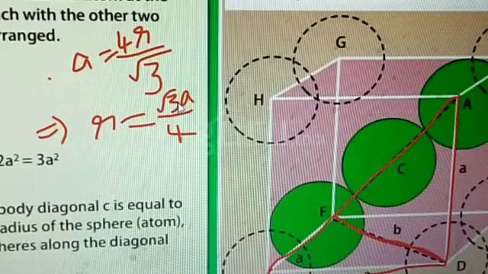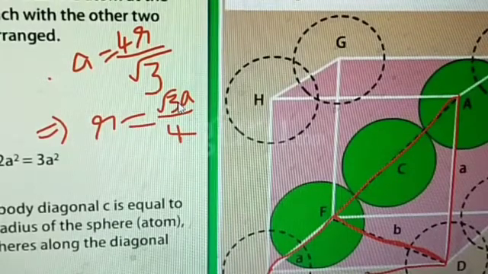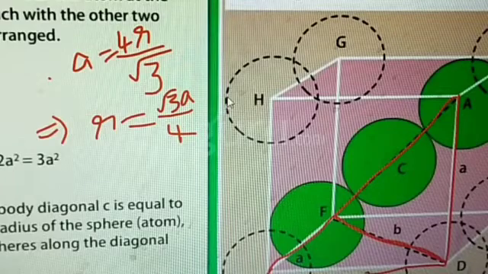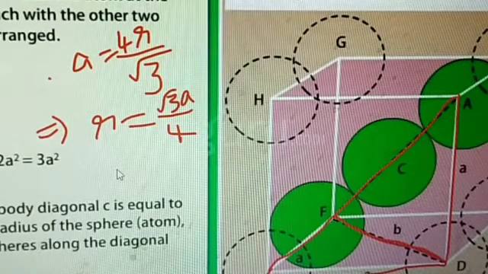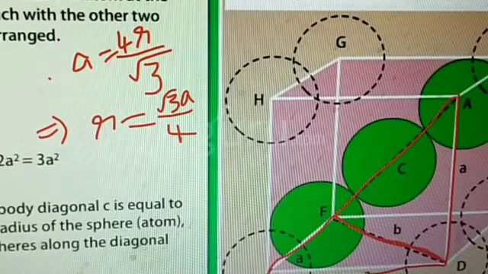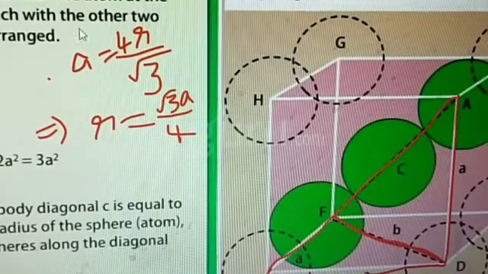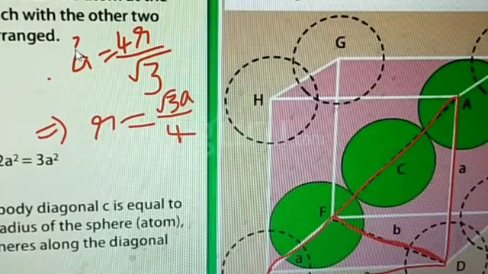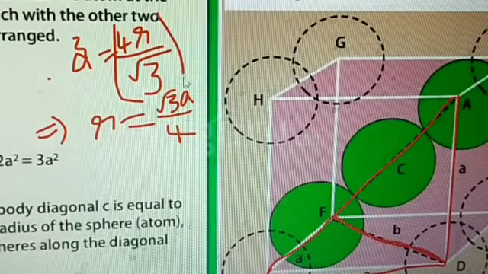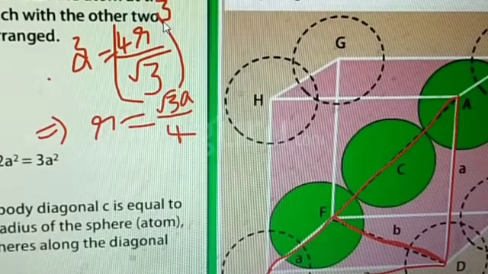In this type of structure, how many atoms will be present in the cubic unit cell? 2. So their volume is 2 into 4 by 3 pi r cube. And volume of the cube is nothing but A cube, no? So A means 4R by root 3. So A cube means 4R by root 3 whole cube.